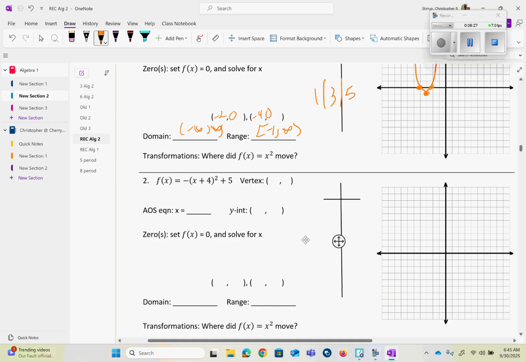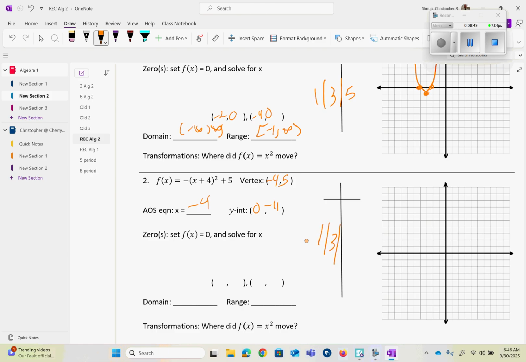This one is going to have a vertex at -4, 5. The axis of symmetry is the x component of the vertex. The y-intercept, we plug 0 in. 0 plus 4 is 4. 4 squared is 16. That's a negative, so that's -16. -16 plus 5 is -11. And so let's go ahead and graph this.